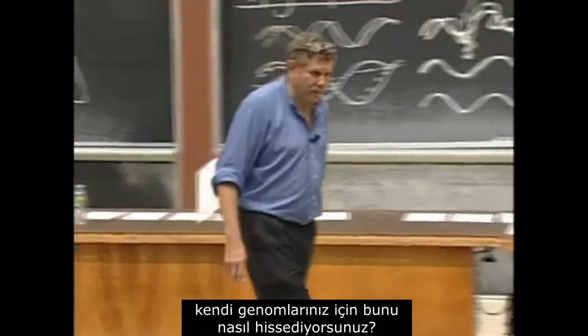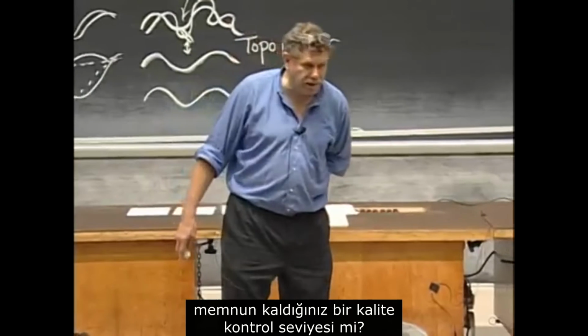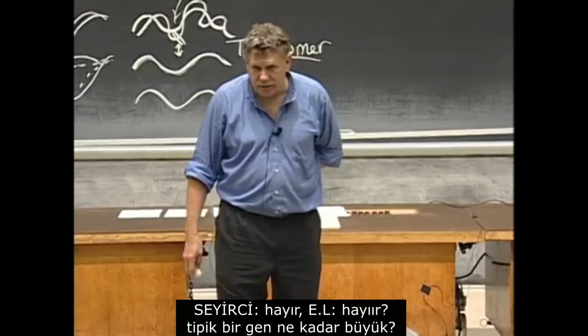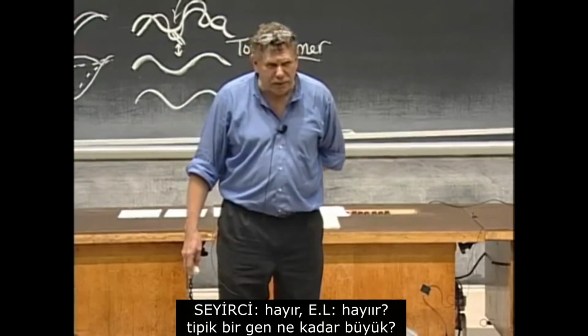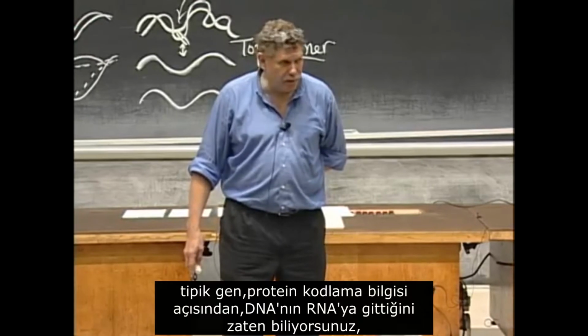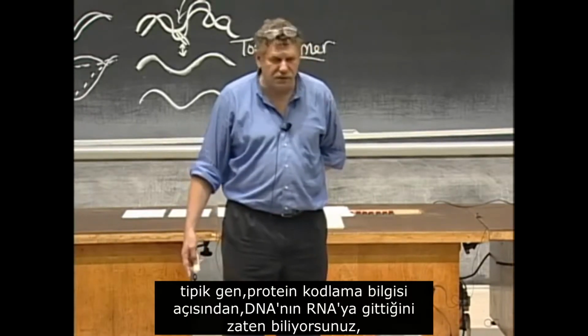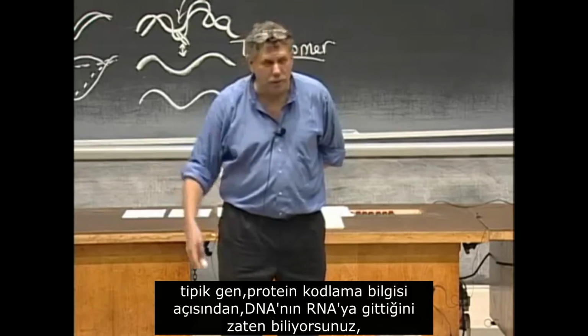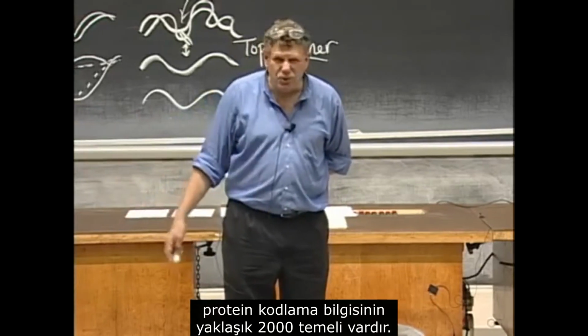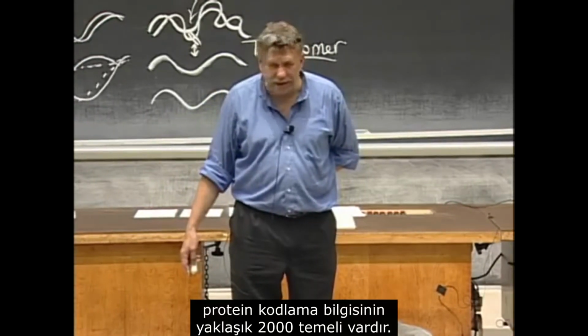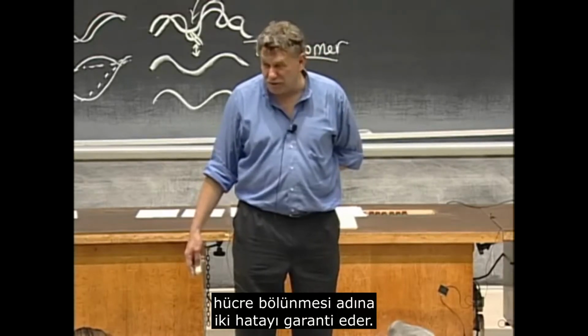How do you feel about that for your own genomes? Is that a level of quality control you are satisfied with? No. How big is a typical gene? In terms of its protein coding information, you guys already know about DNA goes to RNA goes to protein. It's about 2,000 bases of protein coding information. That guarantees 2 mistakes per cell division.